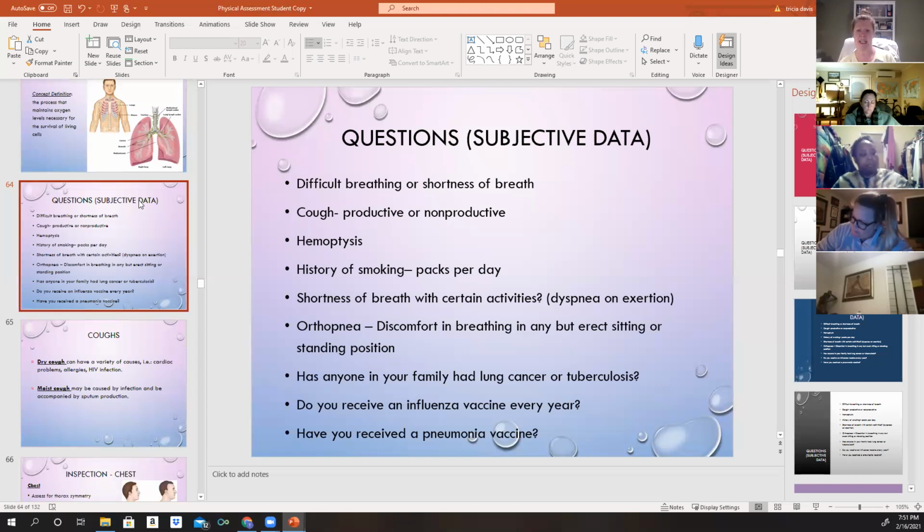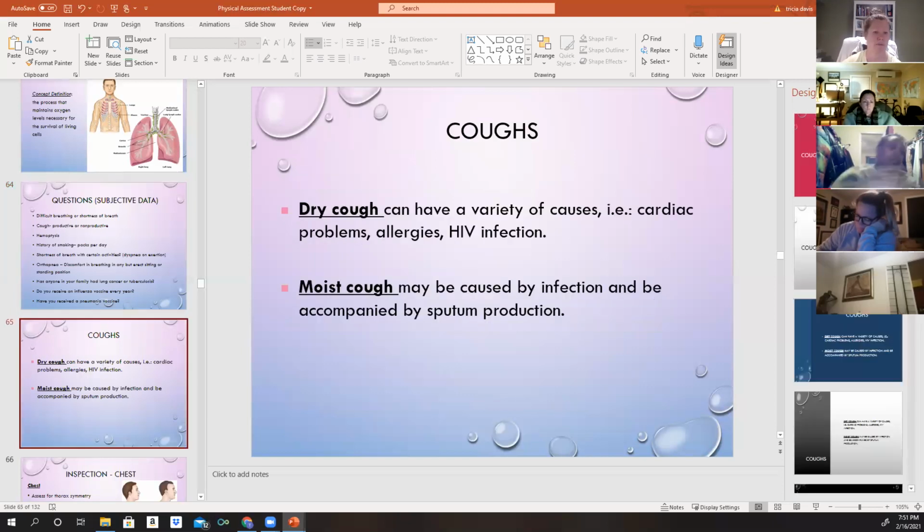You want to ask, has anyone in your family had lung cancer or any tuberculosis? So any of those lung-related issues. Ask them, did they receive a flu vaccine each year? And have they gotten a pneumonia vaccine, especially for those high-risk patients? So your immunocompromised patients, your patients that have emphysema, COPD, your older adults, they're all at risk. So you want them to have those vaccines.